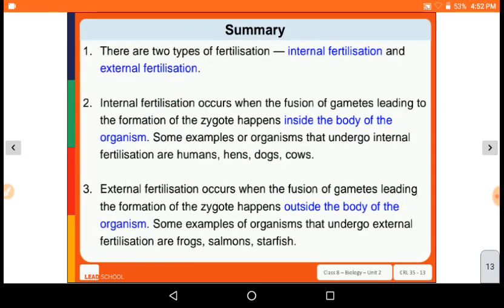So now let us summarize. There are two types of fertilization that we have already discussed, internal and external. The changes happening in both, whatever we discussed here, I have shown to you as a summary. So you have to write and memorize this whole topic.